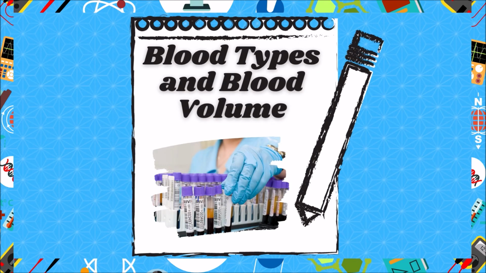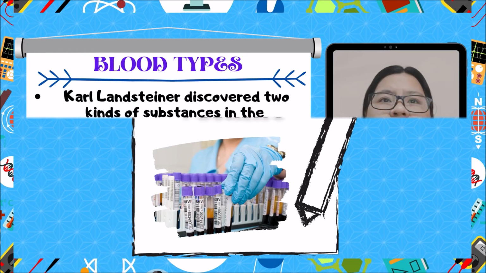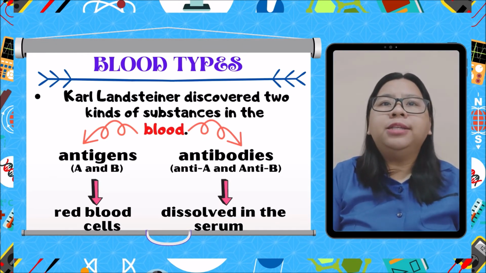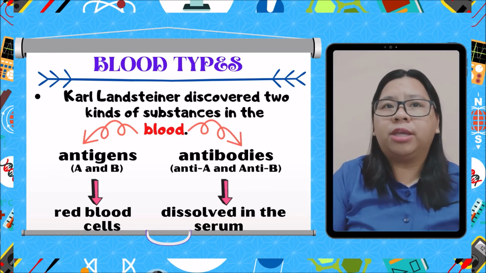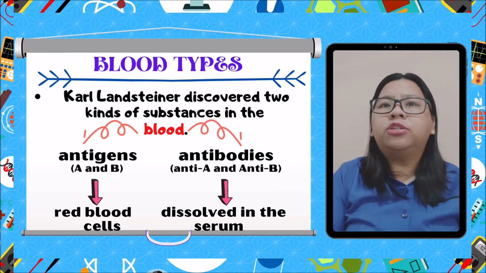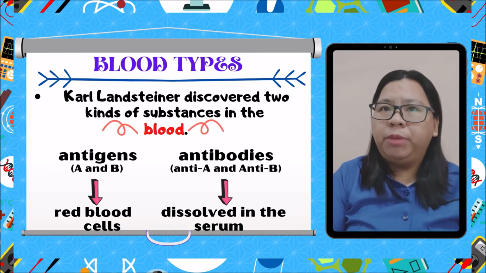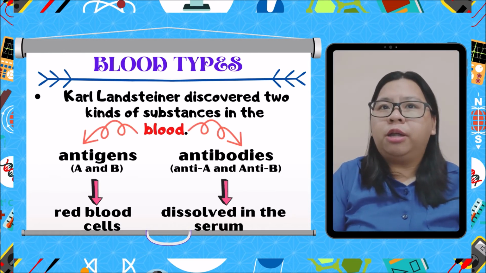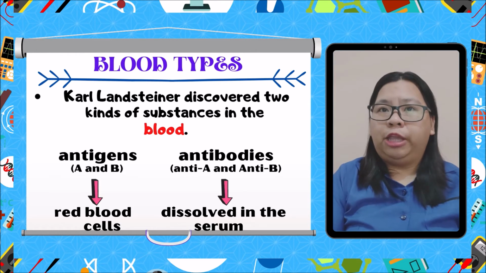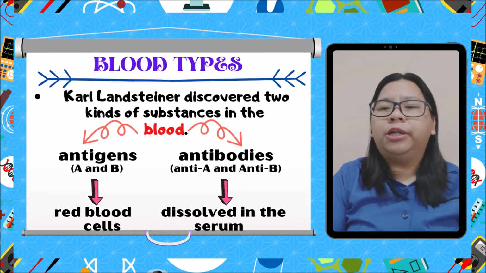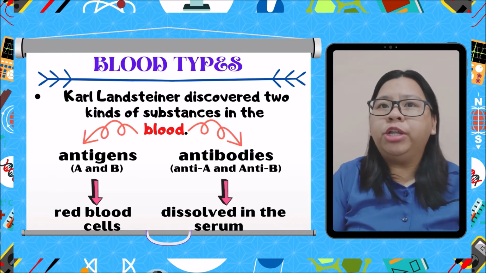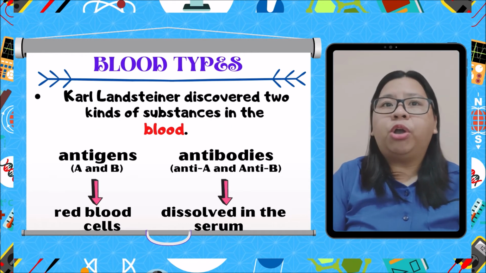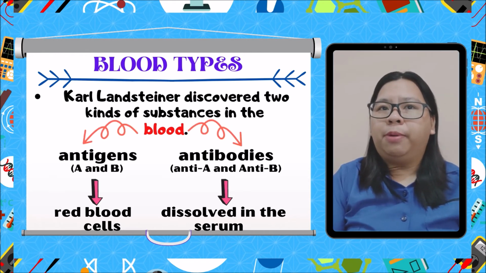How about blood types? Karl Landsteiner discovered two kinds of substances in the blood. They are called antigens and antibodies. The antigens are referred to simply as A and B. Their corresponding antibodies are referred to as anti-A and anti-B. The antigens are found in the red blood cells while the antibodies are dissolved in the serum. People are grouped into four classifications according to the presence, absence, or combination of these antigens and antibodies.